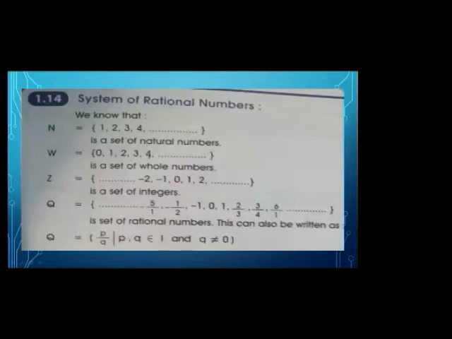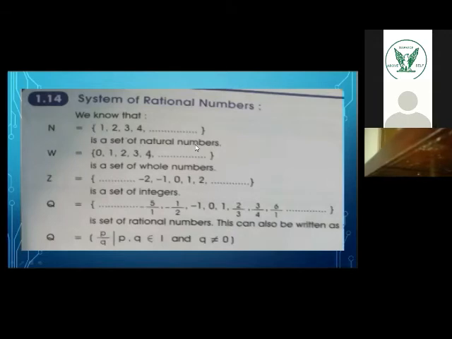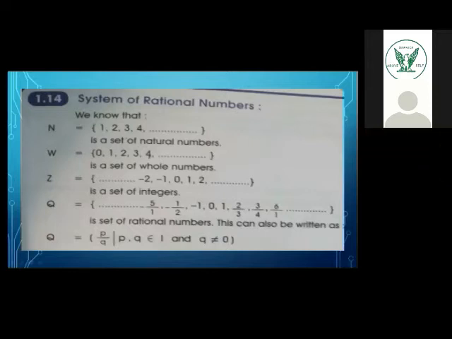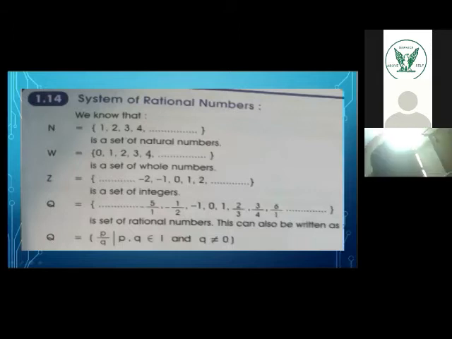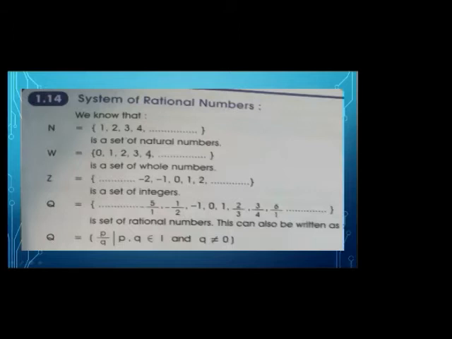First, the system of rational numbers. We know that N stands for natural numbers, and they start from 1: 1, 2, 3, 4, and so on. It may be represented as N is a set of natural numbers. W is the set of whole numbers, starting from 0, and the elements are 0, 1, 2, 3, 4, and so on. It can be represented as W is a set of whole numbers.